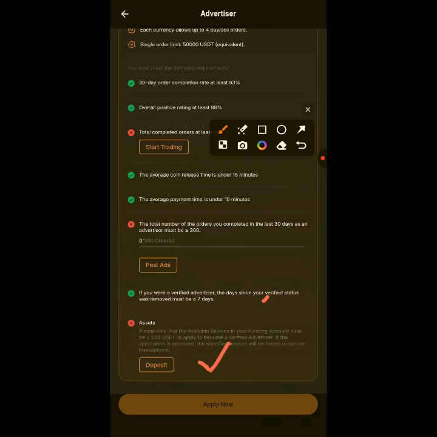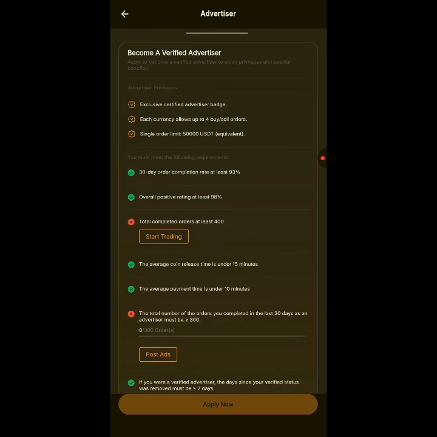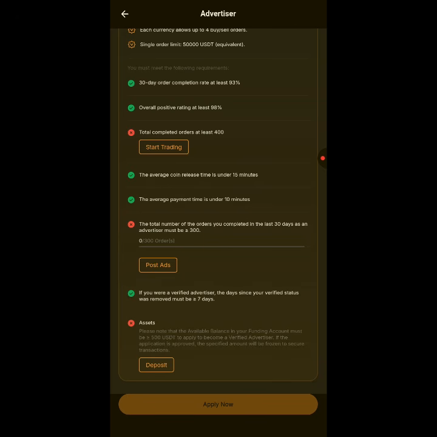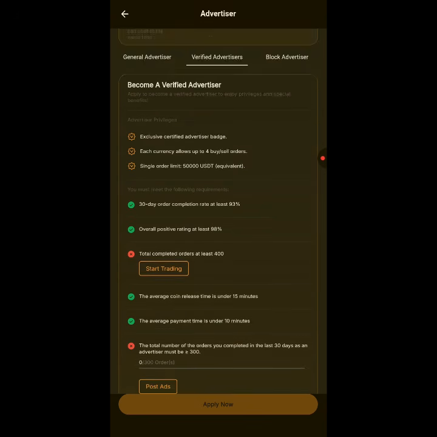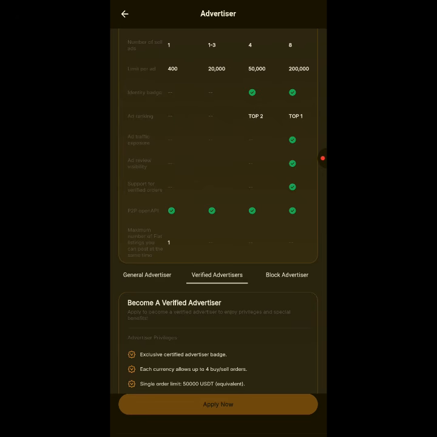So you can see there are three basic things you need to worry about. But definitely, once you have been a general advertiser before, this one will not be an issue, because all these things, completion rates, less than 300, stuff like this, you must have achieved them within that 30 days. The only thing you have to do is top up your 200 USDT to 500 and click on apply now.